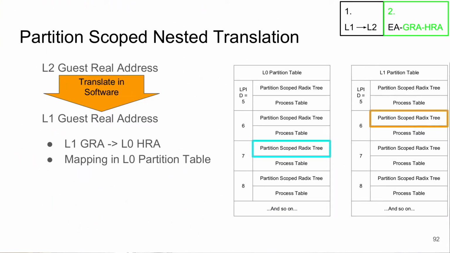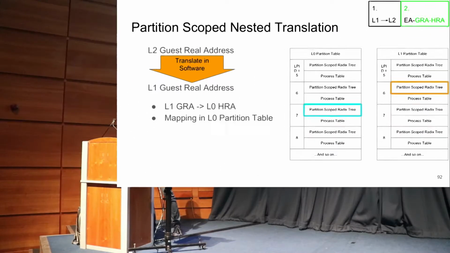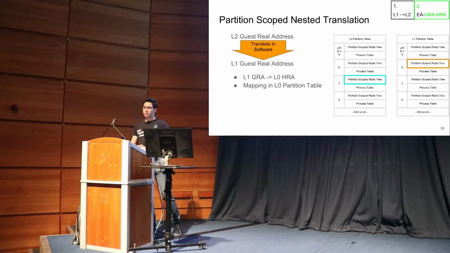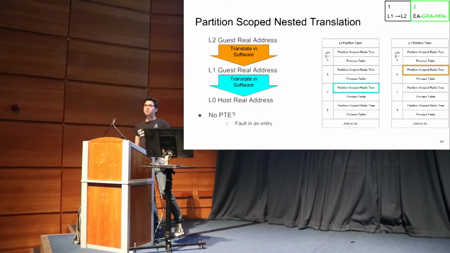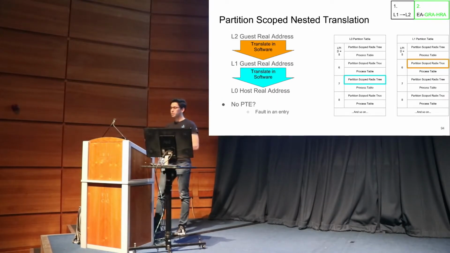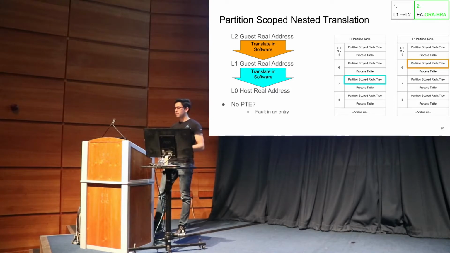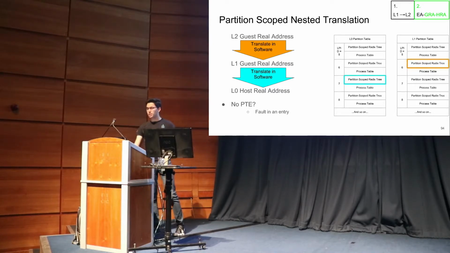So let's imagine we found one, and now we have our level 1 guest real address. The translation for this into a host address is in the level 0 partition table. So we can just walk that again in software. Again, there might not be an entry, but since we're executing in level 0, we know how to create that mapping and can just go and fault one in ourselves.